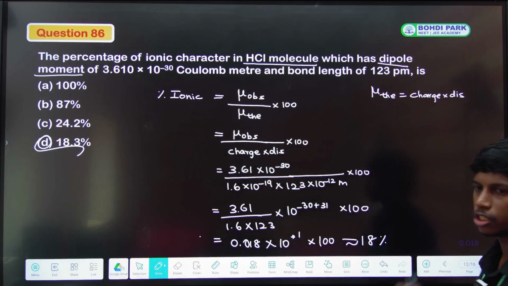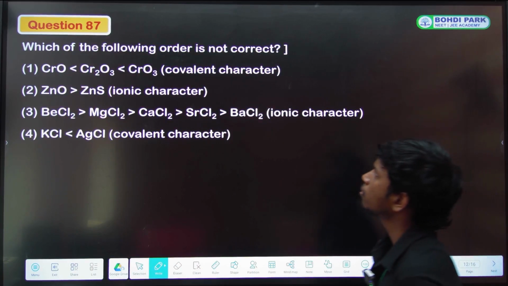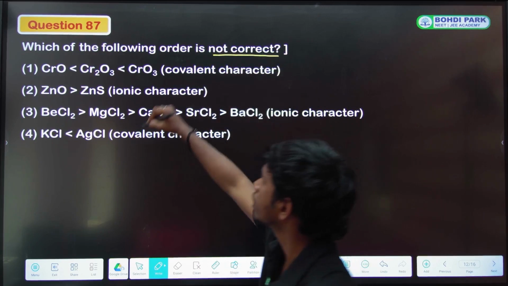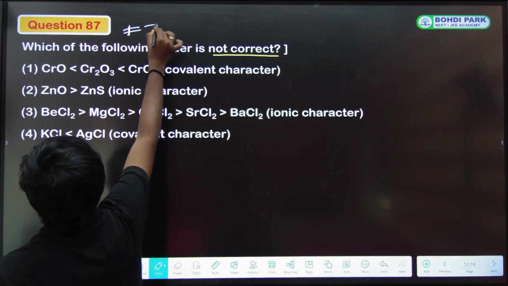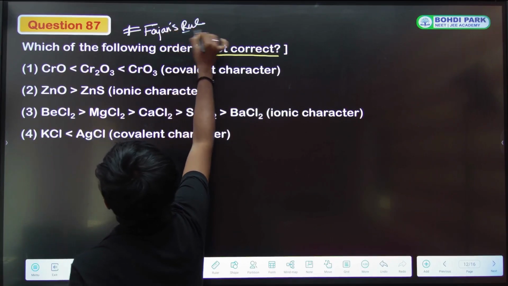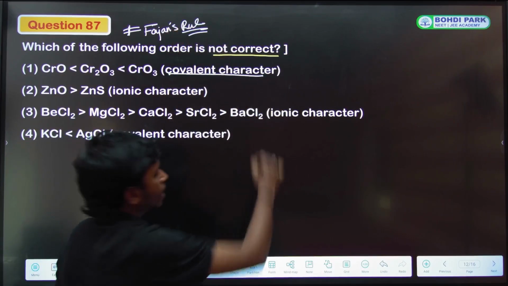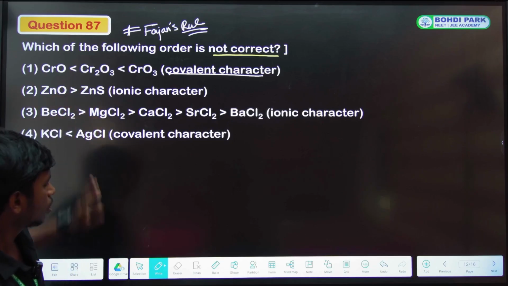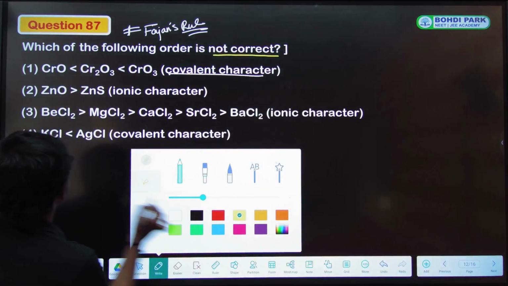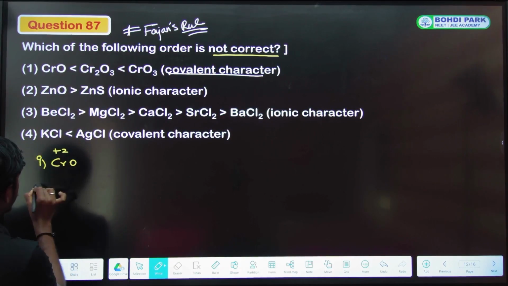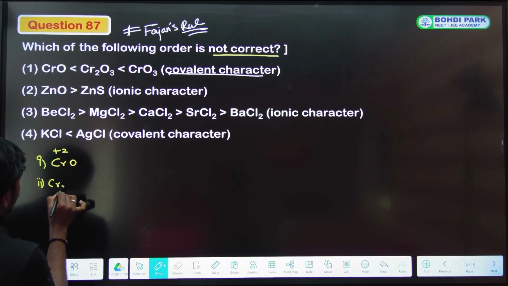Fine. The next question is which of the following orders is not correct? They are asking for the wrong statement. It is based on Fajans rule. They are asking about covalent character. Who has more covalent character? Look at the compounds. First one, CrO, the oxidation number of chromium is +2. Then Cr2O3, the oxidation number is +3.